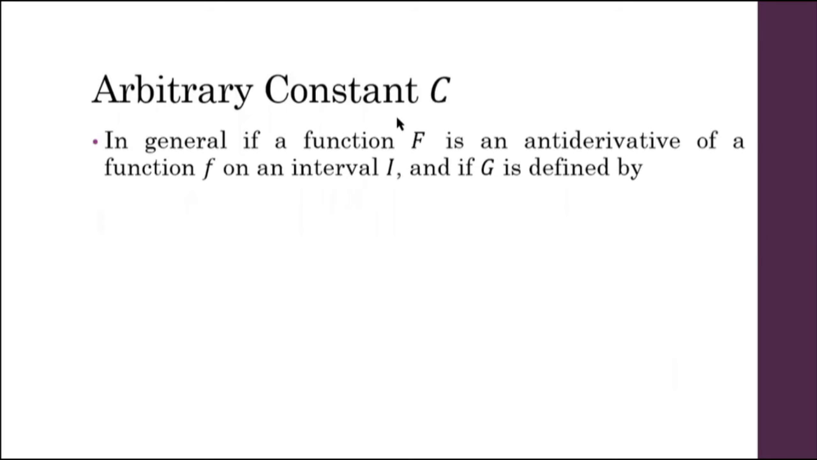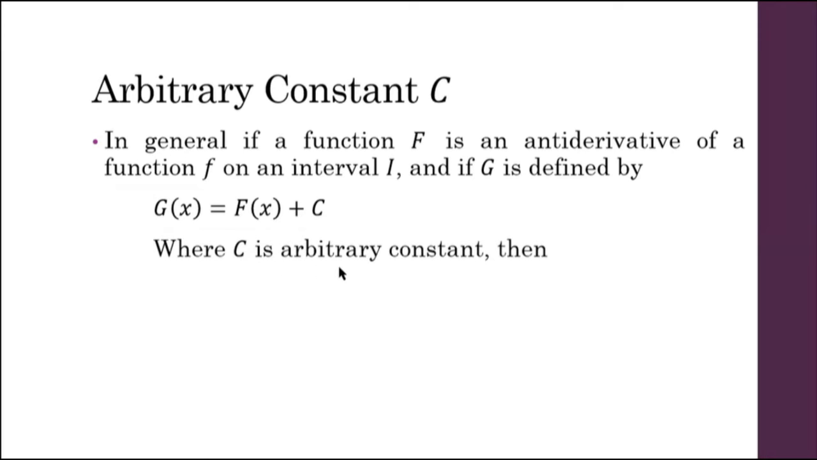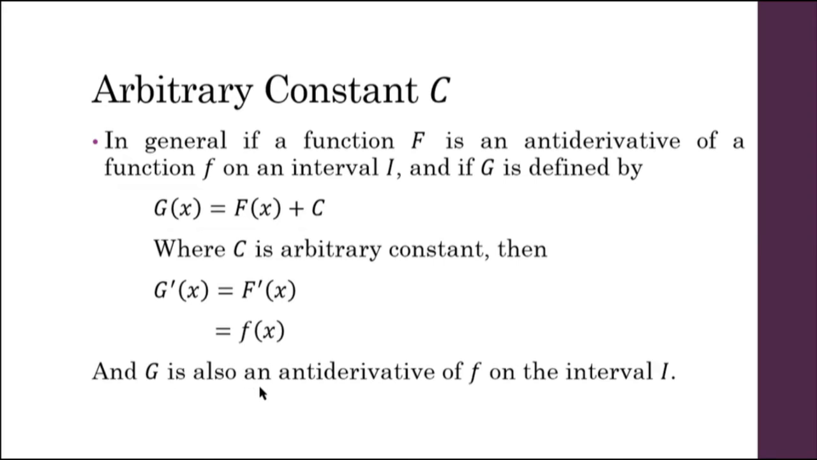Okay, next, the arbitrary constant c. In general, if a function big F is an antiderivative of a function small f on an interval I, and if big G is defined by G of x equals F of x plus c, where c is an arbitrary constant, then big G prime of x is equal to big F prime of x, which is also the same as small f of x. And G is also an antiderivative of f on the interval I.